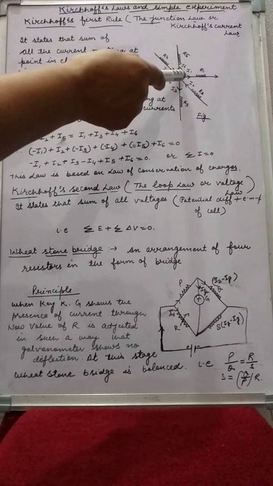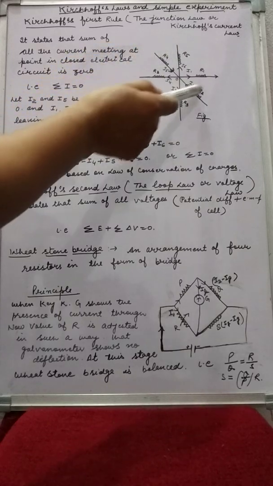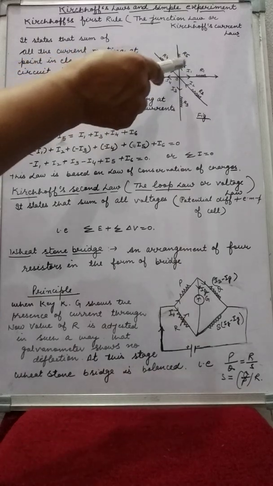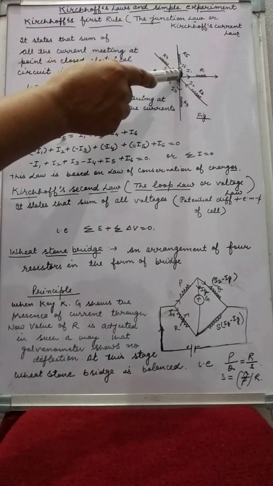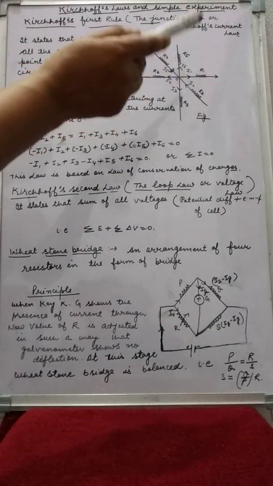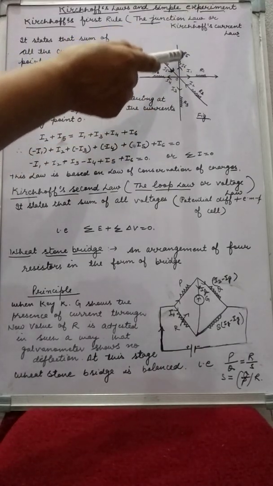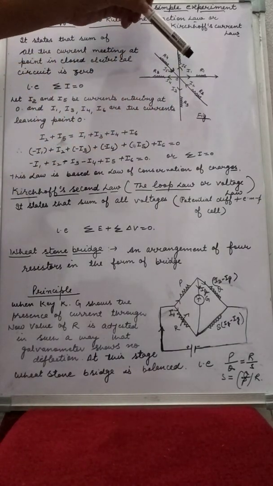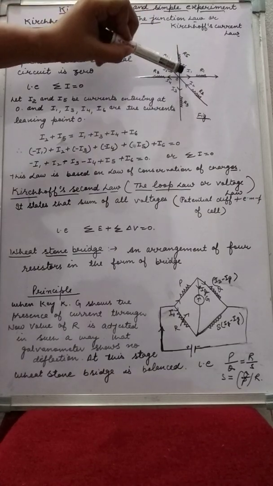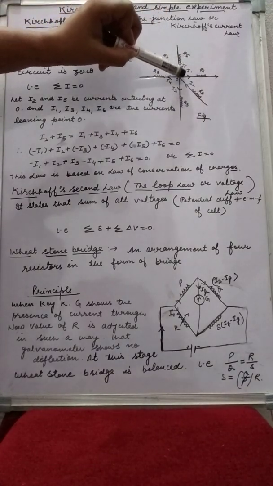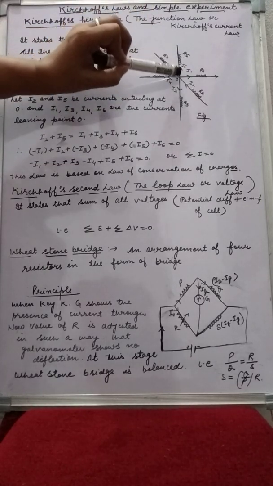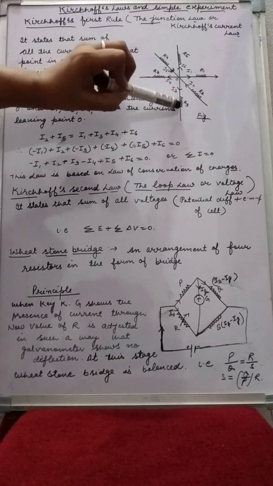If we have a number of currents entering or leaving a point, that is called a junction. Suppose this point is the junction point. So there are so many currents. We have taken the value of the currents. See, this first current, this arrow is outside, which means this current is leaving the point O. This current I2 is entering the junction, or you can say entering the point O. Current I3 is leaving this junction.